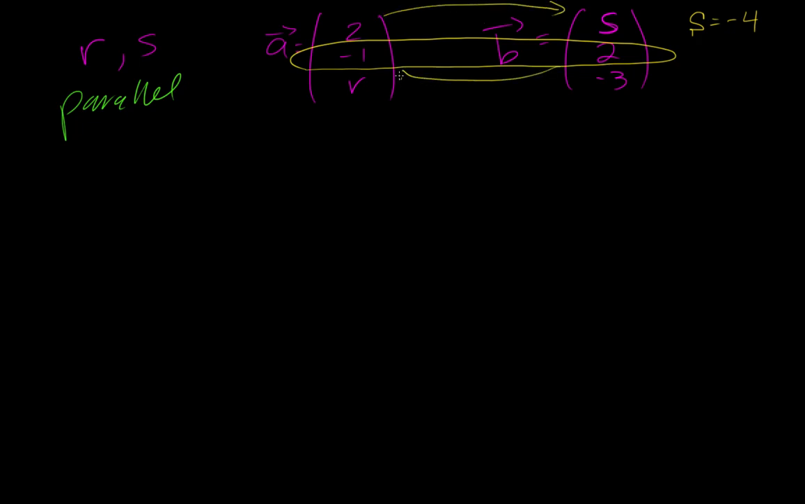Now if we're going this direction, we would actually be dividing by -2. So if I divide this one by -2, I'm going to get an R that's equal to 3/2. And that's it on that one.